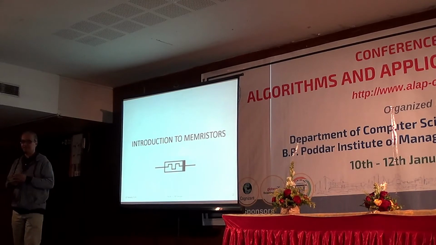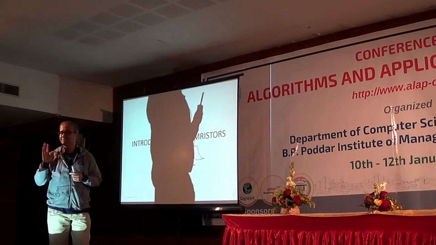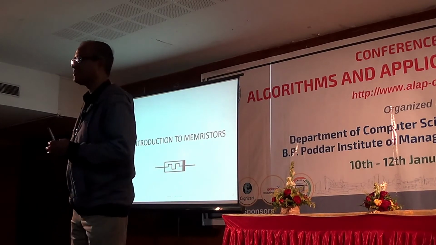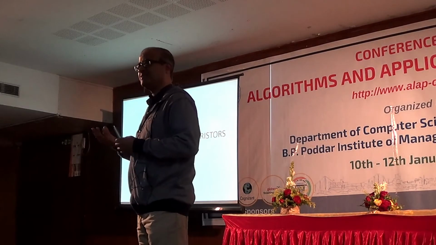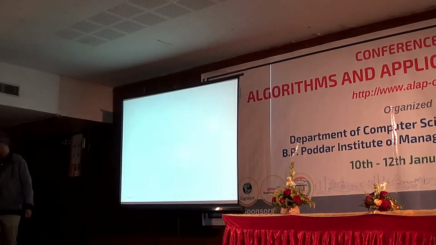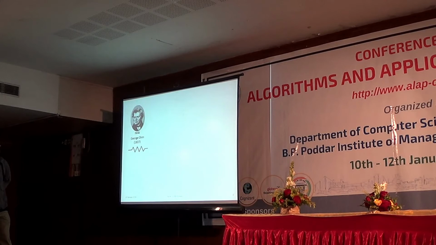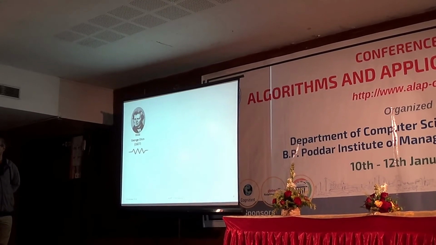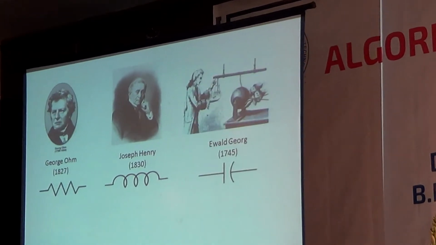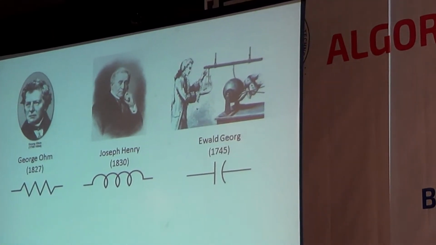Well, talking about the fundamental circuit elements, since your school days you have been studying these. So how many fundamental passive circuit elements are there? Three: resistance, capacitance, inductance. Ohm was the person who, I should not say invented, but identified the property of resistance. Then Henry, the inductance. Farad, the capacitance.